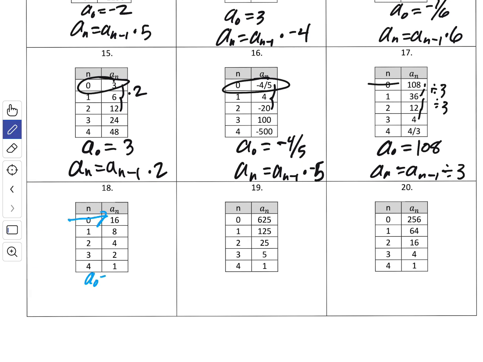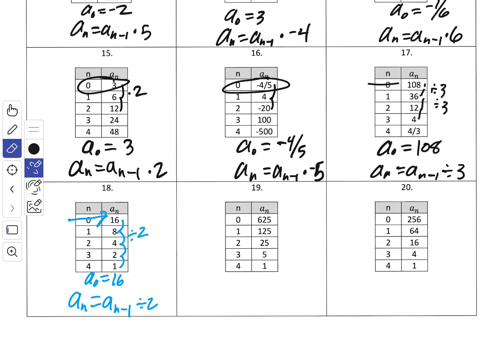Okay, then our last problems. Again, a sub 0 equals 16. Then a sub n equals a sub n minus 1. 16 to 8 to 4 to 2 to 1. Definitely dividing by 2. Now, if you wanted to, you could go back and think of that differently, because dividing by 2 is the same as timesing by 1/2. So if you wanted to, you could put times by 1/2 instead.